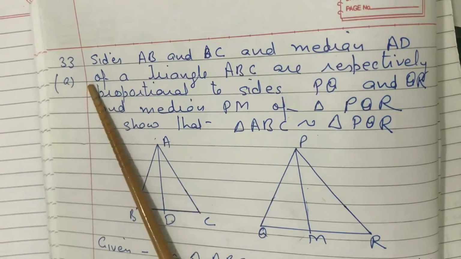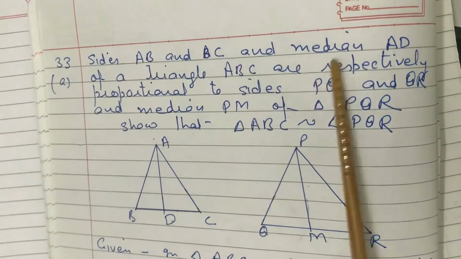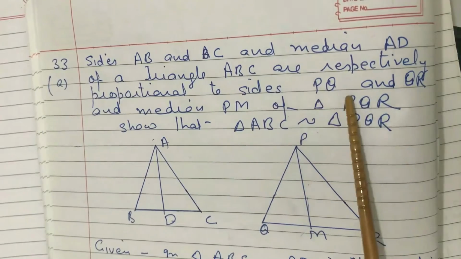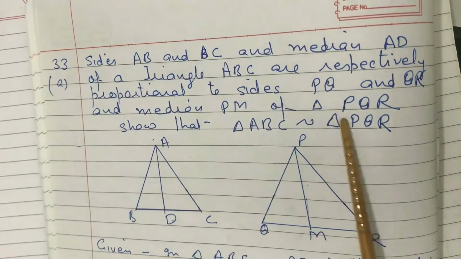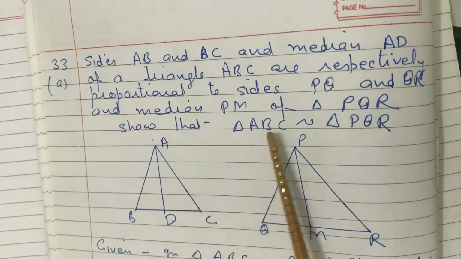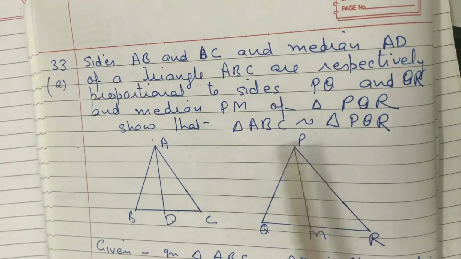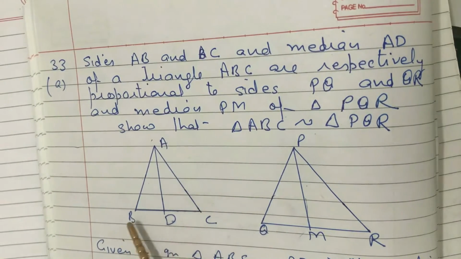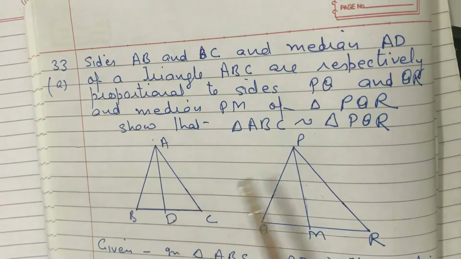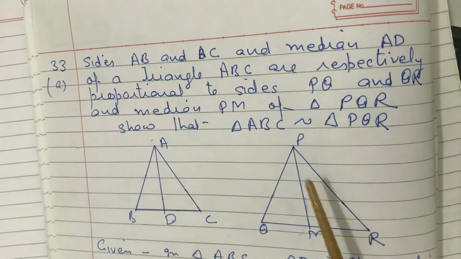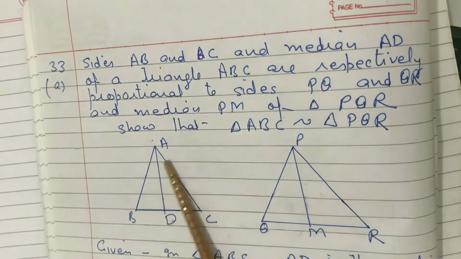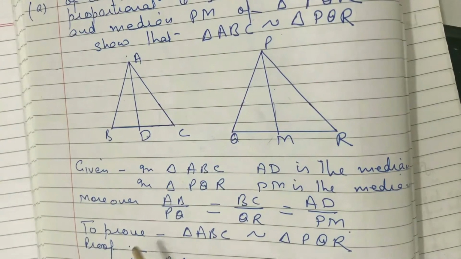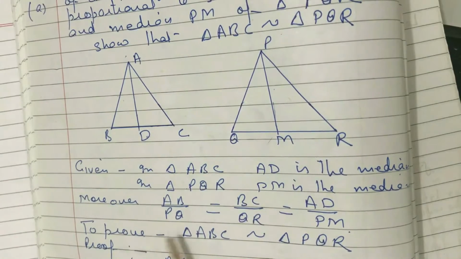Now question number 33. Sides AB and BC and median AD of a triangle ABC are respectively proportional to sides PQ, QR and median PM of triangle PQR. Show that triangle ABC is similar to triangle PQR. Now these two triangles are given to us in which AB, BC and AD are proportional to the sides PQ, QR and PM. We are to prove ABC is similar to triangle PQR. So I have written here what is given to us and what we are to prove.